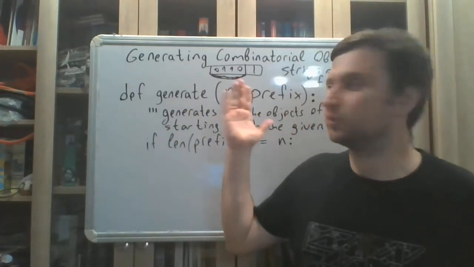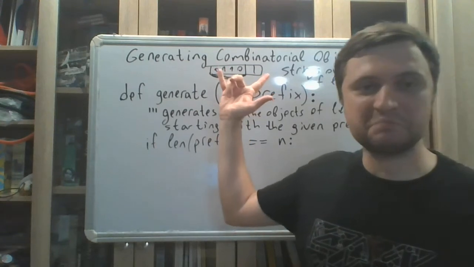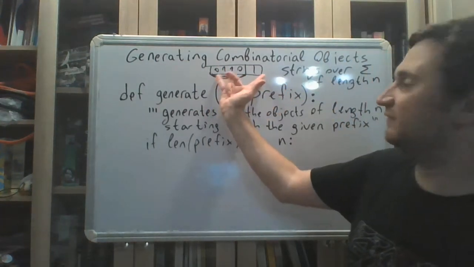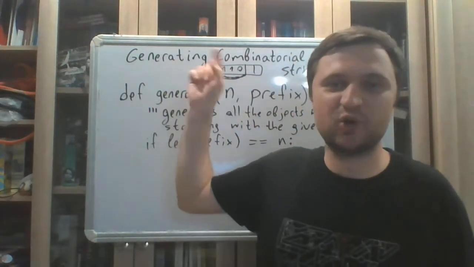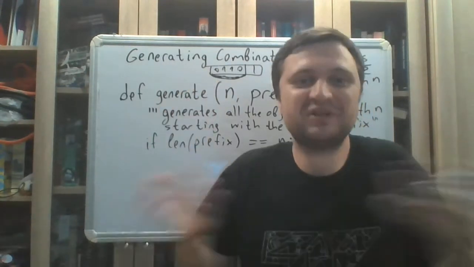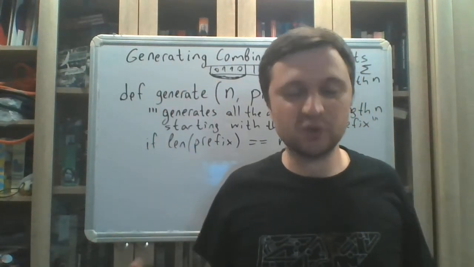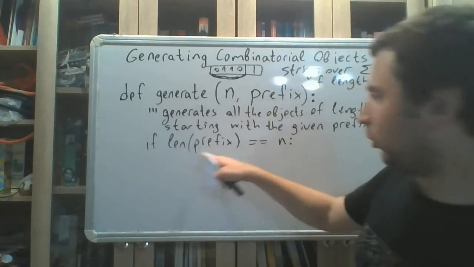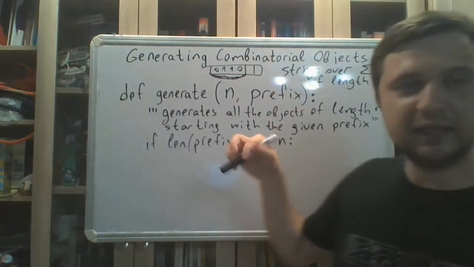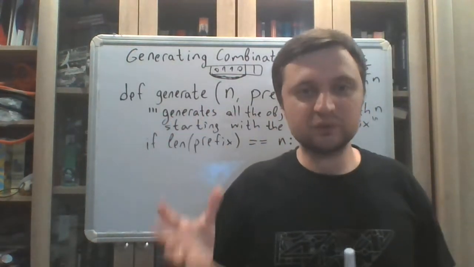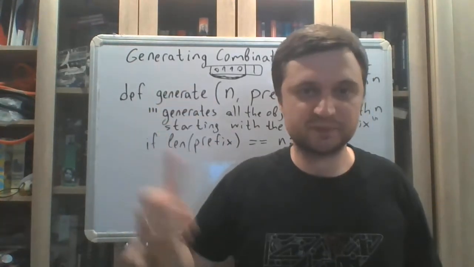You are asked to generate all the objects of length 6, starting with 0, 1, 1, 0, 1, 1. There is just one such object. There is no thinking to be done. It's already there, and the list prefix already has exactly this object.